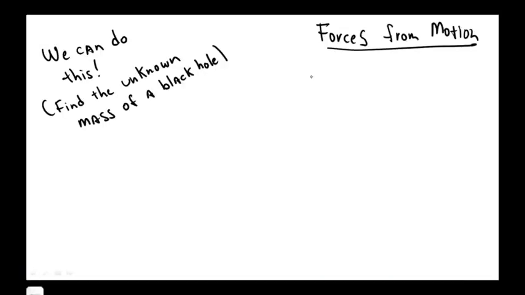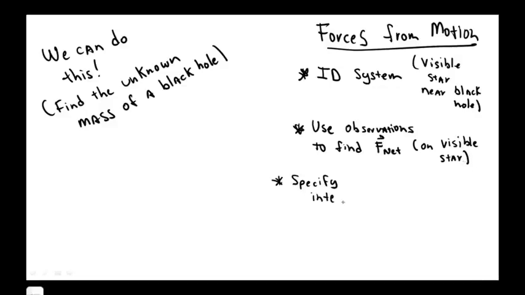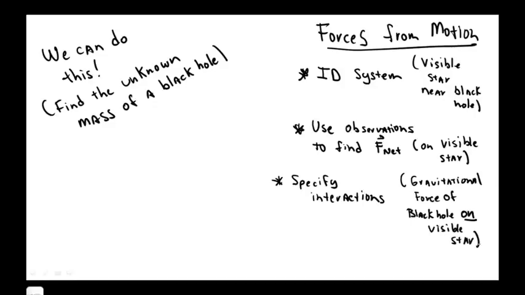This motion problem is another case of finding forces starting from observations. We know the steps for solving problems like these. Beginning with identifying the system whose motion we're studying, we use observations of the system's motion to find the total force, the net force acting on the system. We next specify the particular interactions that contribute to the net force, and, finally, solve for unknowns in the problem.